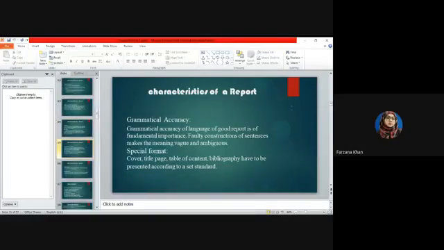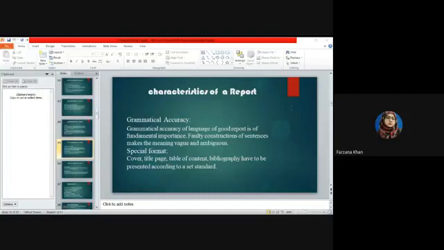And the next characteristics of a report: grammatical accuracy and special format. Grammatical accuracy definitely is very important. And the accuracy of language of a good report is of fundamental importance. It is one of the basic requisites of a good report, as of any other piece of composition.